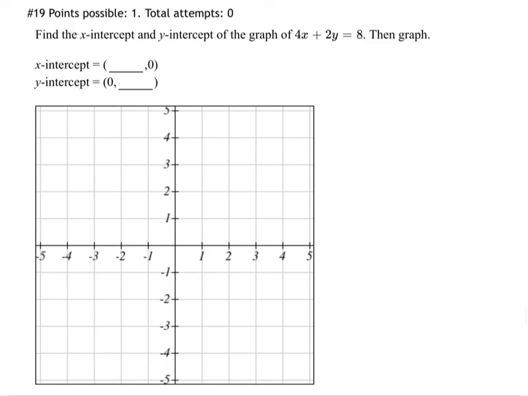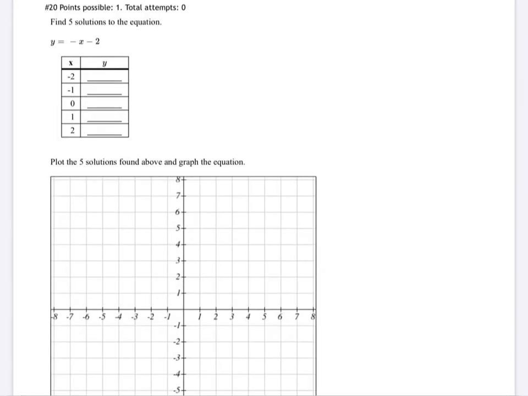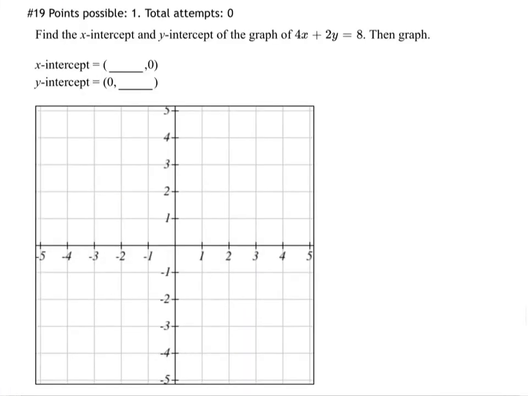Number 19. Find the intercepts. Is that about it? And then 20. So we're almost there. So 19. All right, so it's saying find the X-intercept, find the Y-intercept. Okay, so how do we find intercepts? So it's been a while. You can tell this is X and this is Y, right? And this is X here and this is Y.